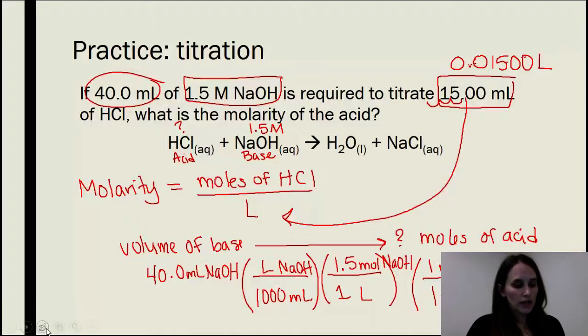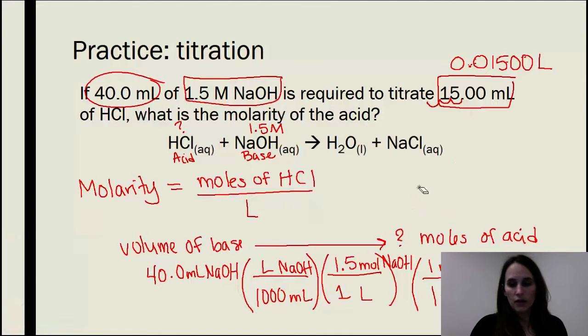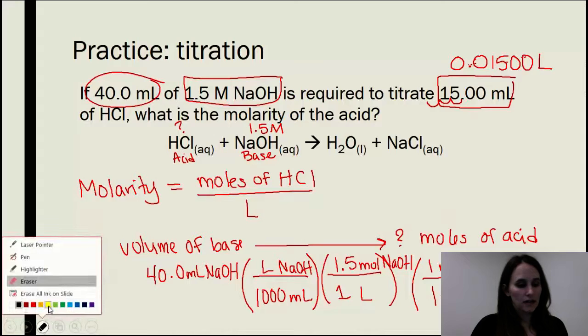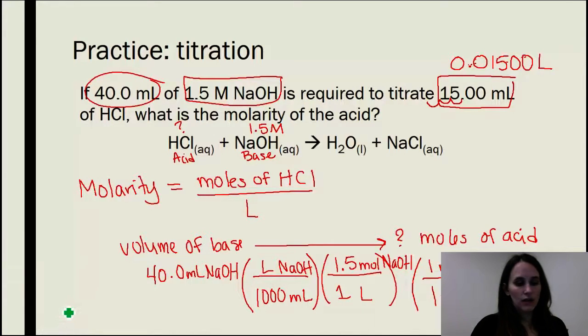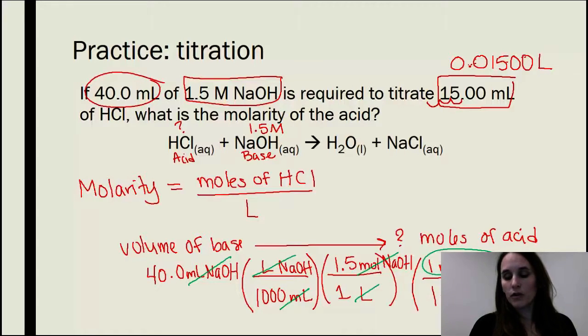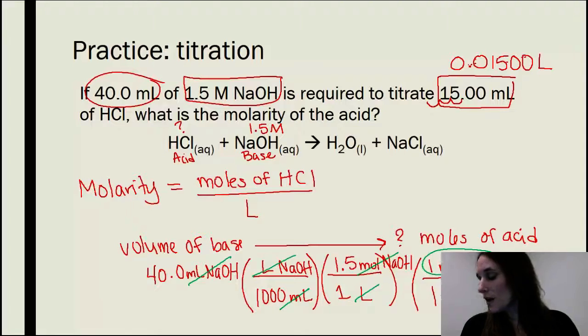So if you're taking a look here at my units, you should see then that they cancel out. And units is a good way to kind of check your work. Milliliters cancels out, liters cancels out, moles of NaOH cancel out, moles of NaOH cancel out, and I'm left with what I'm ultimately trying to figure out right there. I'm going to stick with this color because I like it. So when I go through and do the math, I see that there are not very many moles of HCl in that sample.